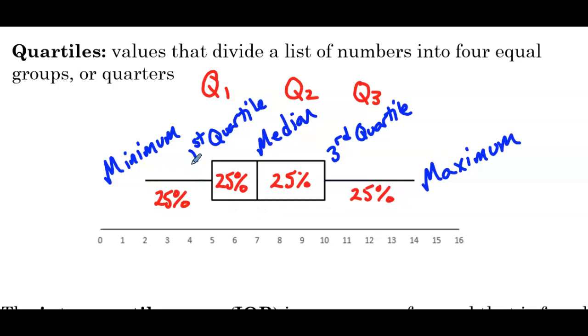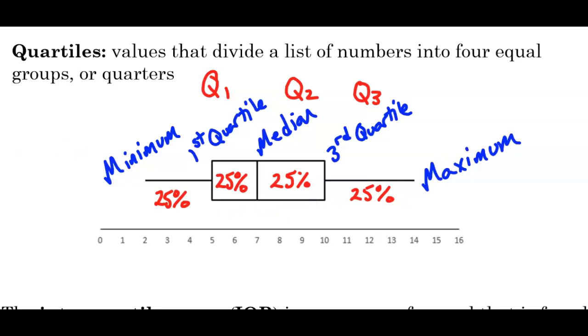This is important because they typically ask how much data is in the whole box, right? And our answer would be 50%. How much data is from the minimum to the third quartile? That would be 75% of the data, right? So knowing how the data is distributed in a box plot is really helpful for us.